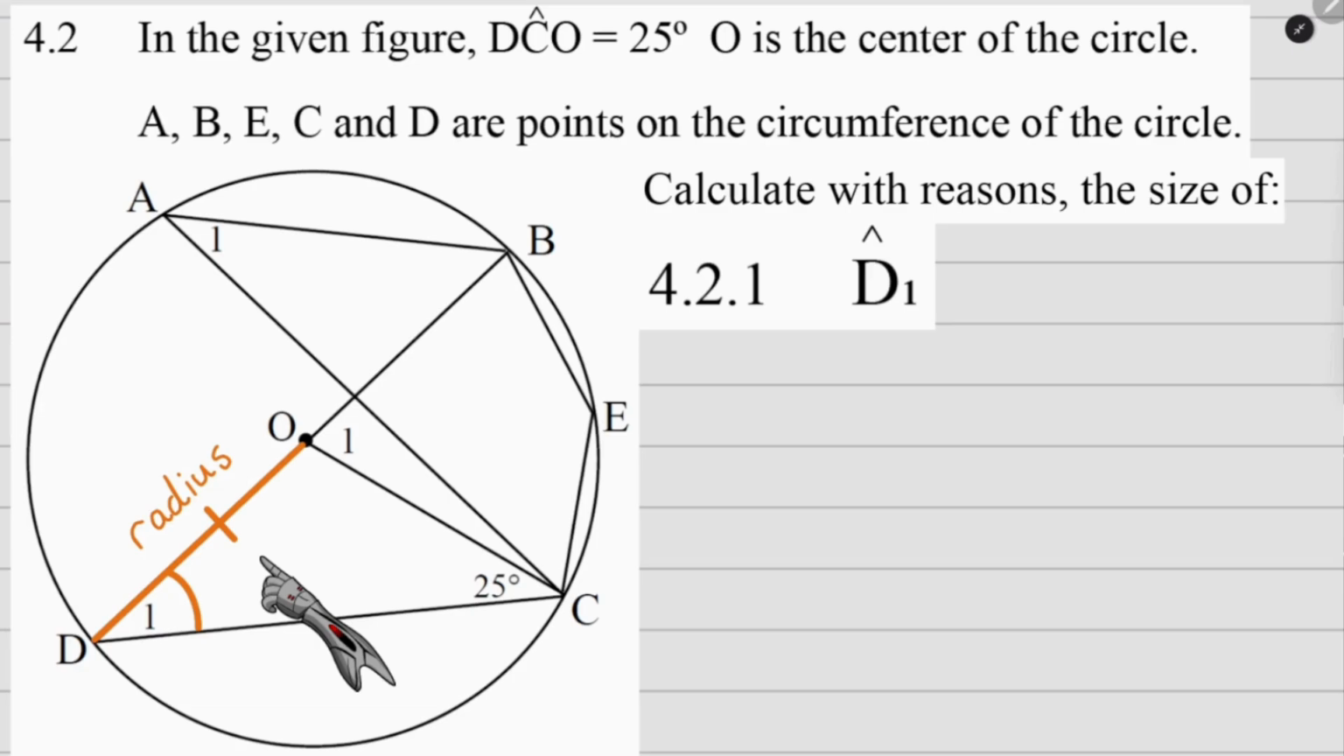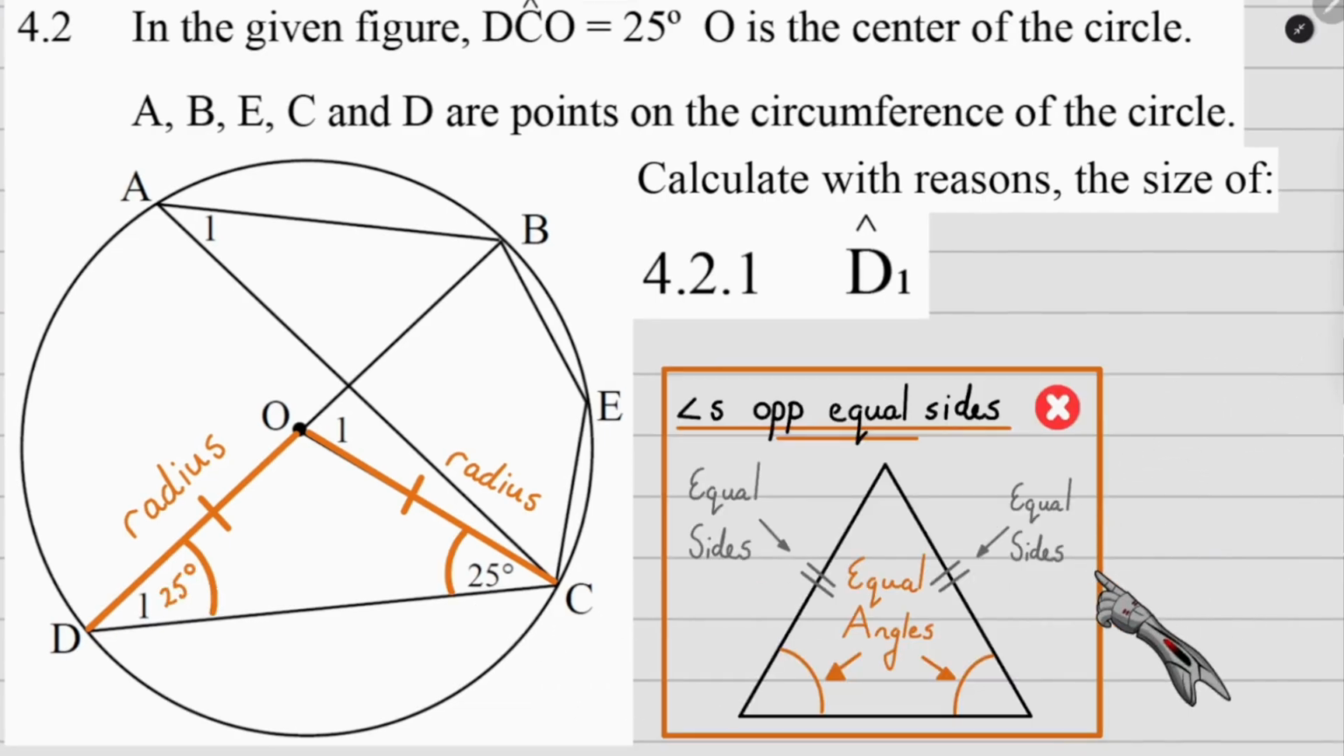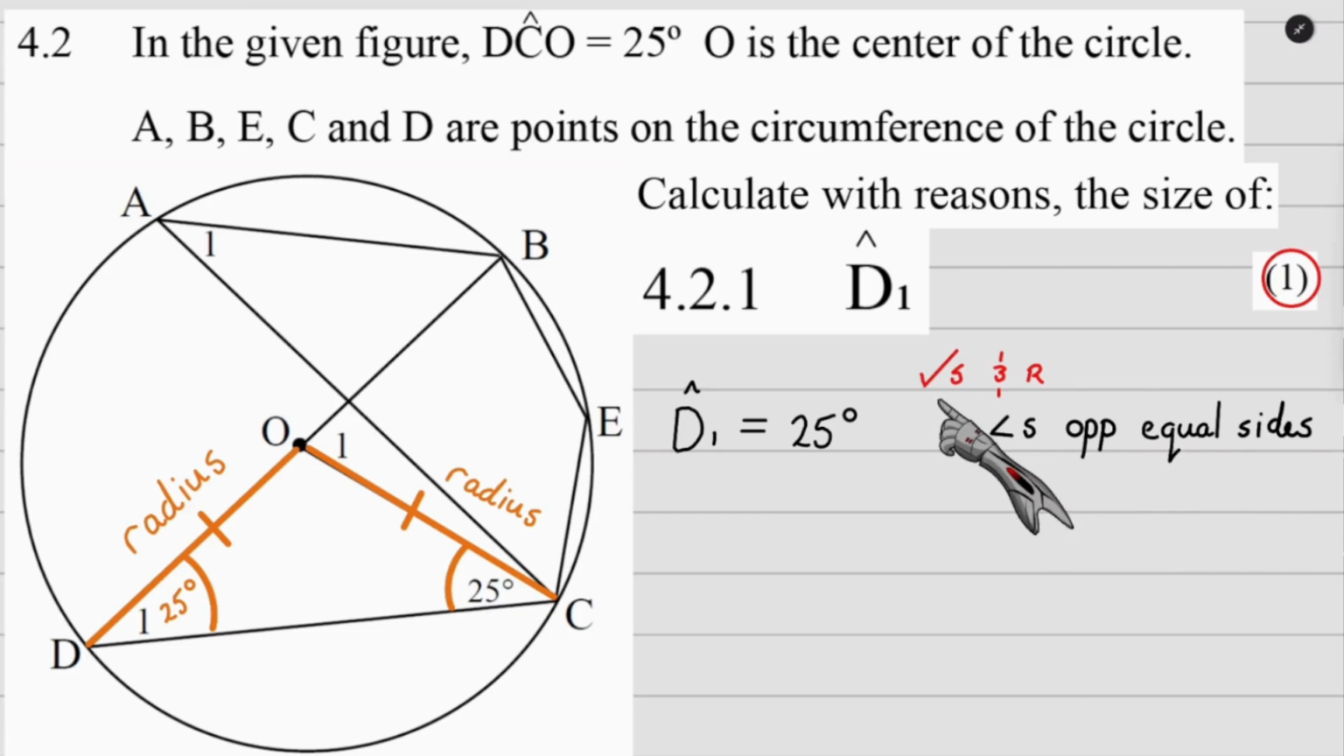Again, I see another radius, which is going to make an isosceles triangle. So the base angles of an isosceles triangle are going to be equal for the following theorem. If you have an isosceles triangle that has equal sides, you can conclude that the angles opposite the equal sides are equal. And your reason is angles opposite equal sides. So we're just going to say D1 equals 25 degrees for this reason. And your 1 mark comes from the statement and reason.